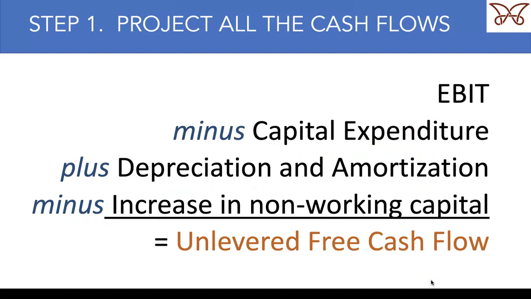The forecast has to build up to unlevered free cash flow, or free cash flow to the firm, or FCFF. It would take a lot of time to discuss how to calculate unlevered free cash flow, but the quick answer is to take EBIT less capital expenditures plus depreciation and amortization less any increases in non-cash working capital.